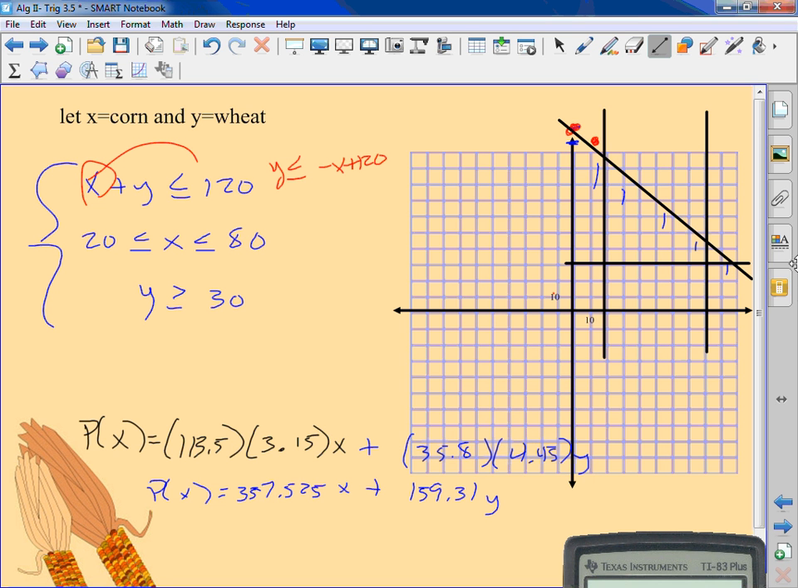The part where everything shares is all of this. It had to be below that first line. It had to be in between my two vertical lines. And it had to be above my horizontal line. This is called my feasible region. This is all we did last section.